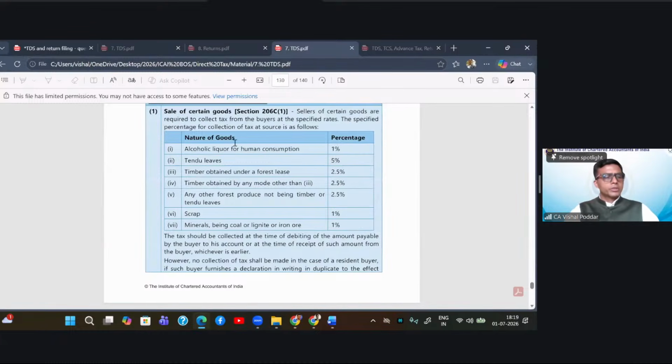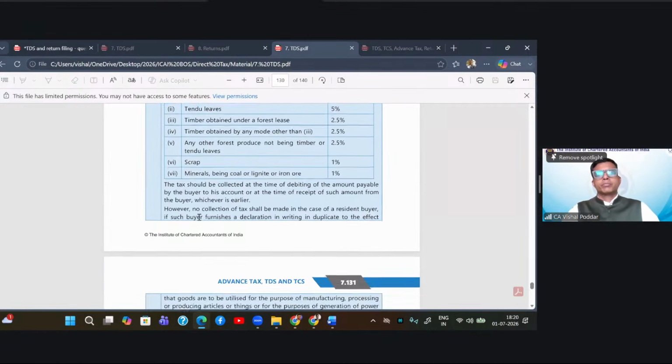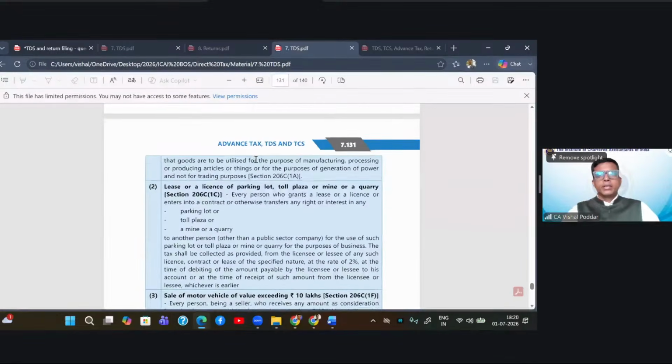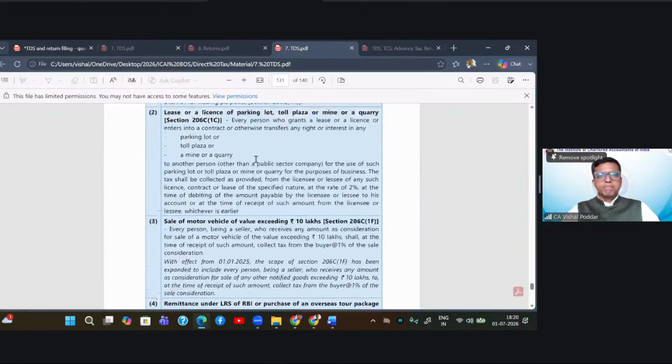So here, students, it is part of TCS. Now in TCS, firstly, the TCS is on sale of certain specific goods, which includes liquor for human consumption, tendu leaves, timber, all types of timbers, other forest produce other than timber and tendu leaves, scrap, and minerals. Now here, coal, lignite or iron ore is one mineral. So this is one TCS which may be required, for the second part where you are selling coal. Correct? Before that, we have to check for the lease or license. Now here, I believe our TCS, if applicable, should fall here.